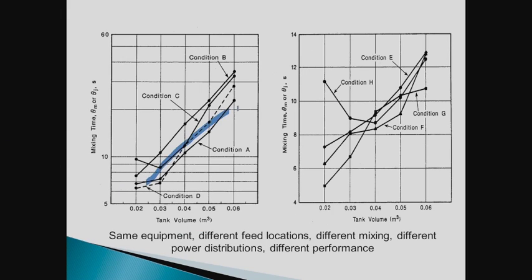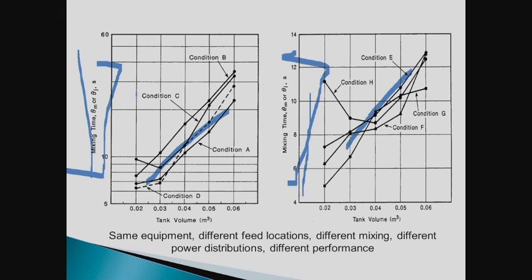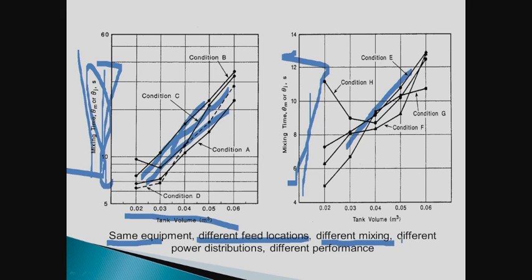So A, B, C, and D look like that. E, F, G, and H looks like this, except for one thing. This is a log plot here. This is linear here. So you can see that the mixing time with a good distribution of power versus tank volume is basically linear. Mixing time being linear as a function of tank volume. Over here you have mixing time as a function of tank volume, but this is non-linear, so you have an exponential mixing time versus tank volume. Interesting, you have the same equipment, different feed locations give rise to different mixing due to different power distributions, which give rise to different performance.